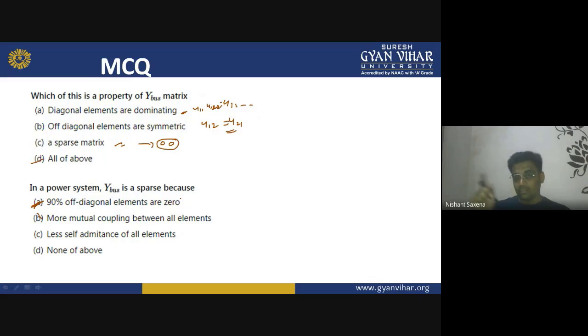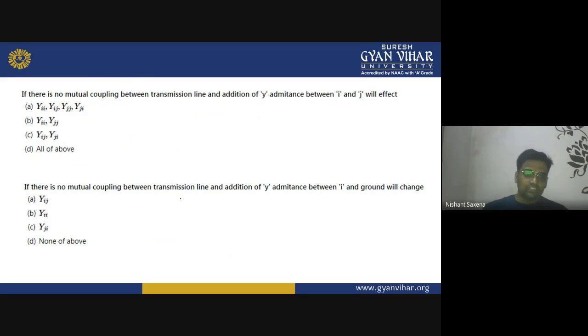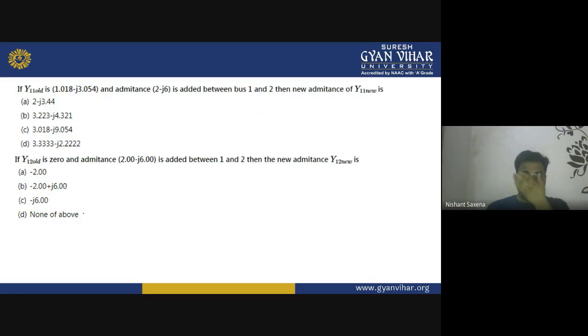I've told you that any two nodes are not necessarily connected in a power system. Next, if there is no mutual coupling between the transmission lines, the addition of a wire admittance between i and j will affect what? Try to solve this. Next, if there is no mutual coupling between the transmission lines, the addition of an admittance between i and the ground will change what? This is important, understand the concept. Look at diagram 2.7 and then we will see.